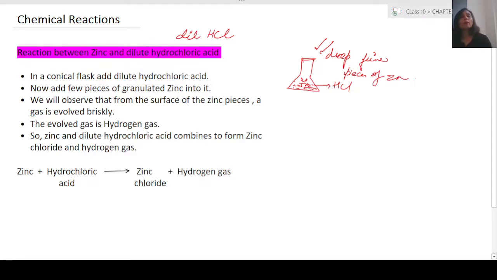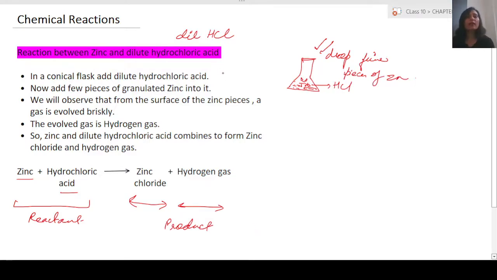So basically what happens inside the conical flask is this: you have added the pieces of zinc and hydrochloric acid was already there. These were the two reactants in the reaction. They combined and form zinc chloride, and hydrogen gas is formed. This gas you were observing in the form of small bubbles, with a hissing sound. These are formed at the end of the reaction, so they are called the products. So the products are zinc chloride and hydrogen gas.